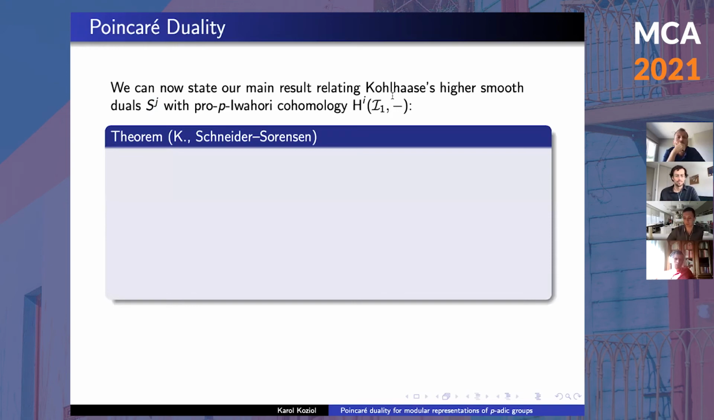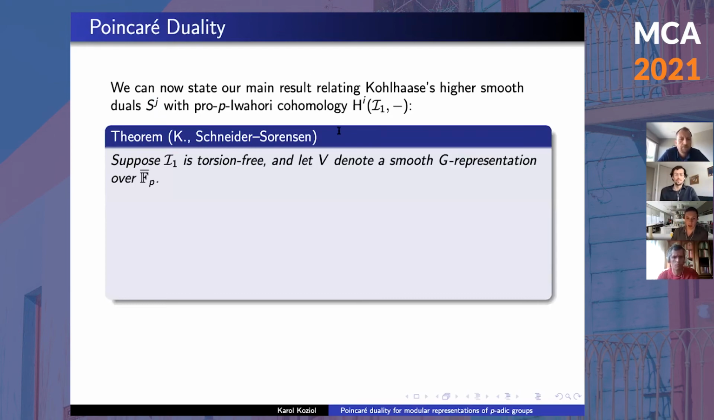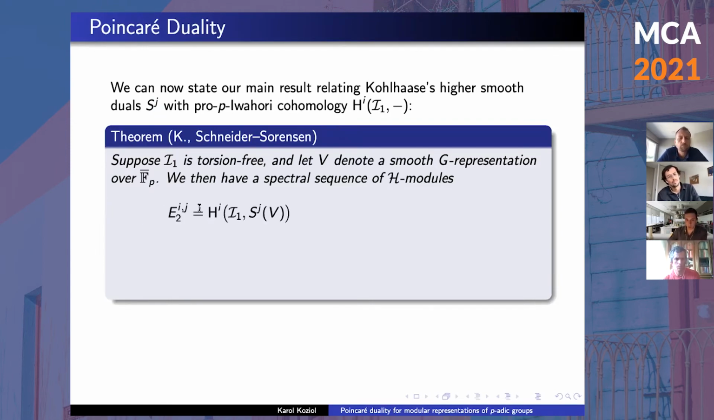I should mention that. And the assumptions are as follows. Assuming that I1 is torsion free and V is any smooth G representation over F_p bar, then we have a spectral sequence of H-modules, which looks as follows. It starts on the E2 page.